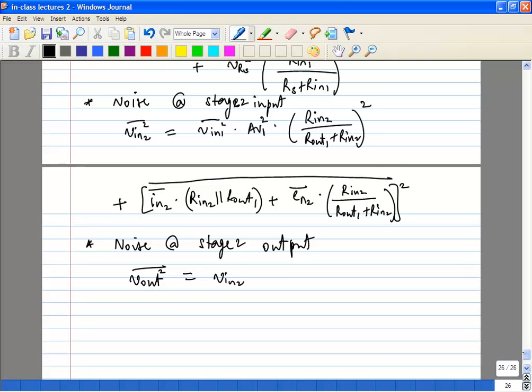Yes? AV2 squared. Okay, now let's calculate the total voltage gain. What is that? You have to take into account loading at the input, Rn1 over Rs plus Rn1, then AV1, then Rn2 over Rout1 plus Rn2, and then AV2, and then RL over RL plus Rout2.